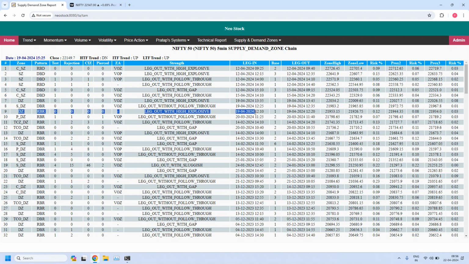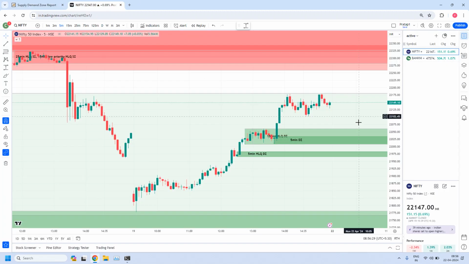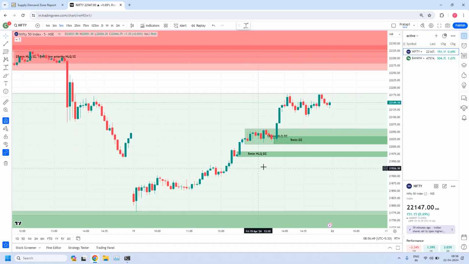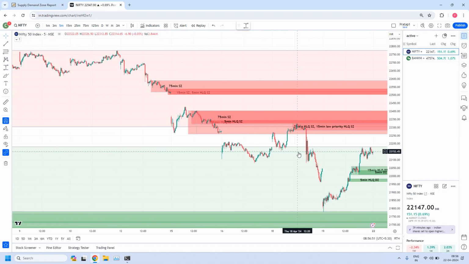There is one more normal demand zone, 12.10. Rally, base, rally. These are all normal demand zones. You can draw them. So that's it. These are the immediately available demand zones within this area.